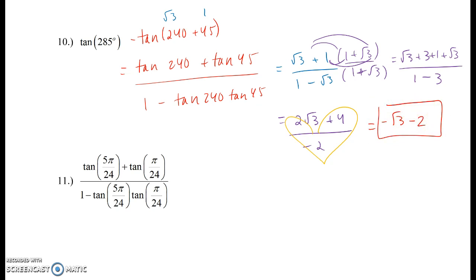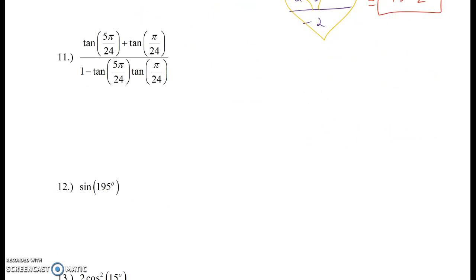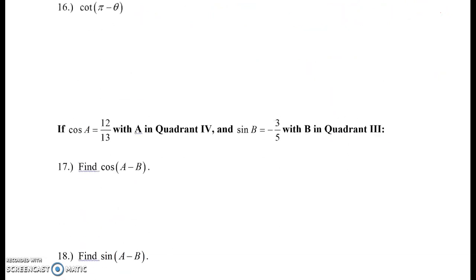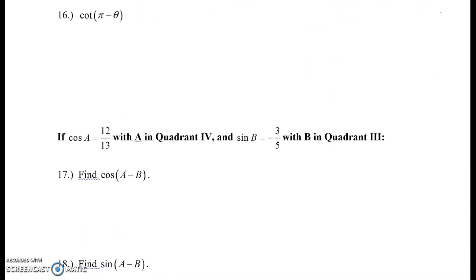All right, next up is number 16. Okay, number 16 is kind of tricky because we don't have a formula for cotangent. We do, however, have a formula for a tangent difference. So we could think of this like 1 over the tangent of pi minus theta.